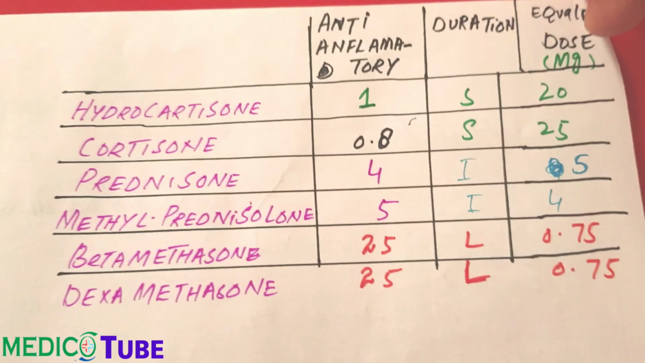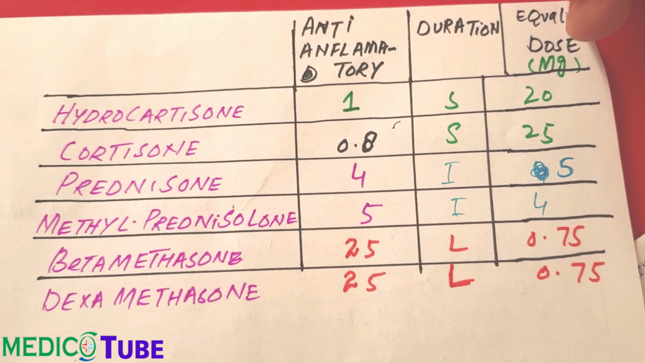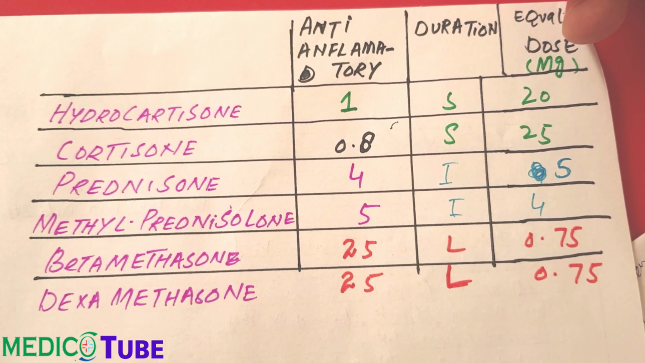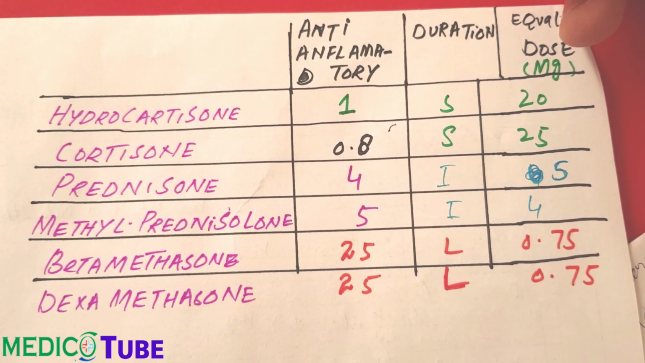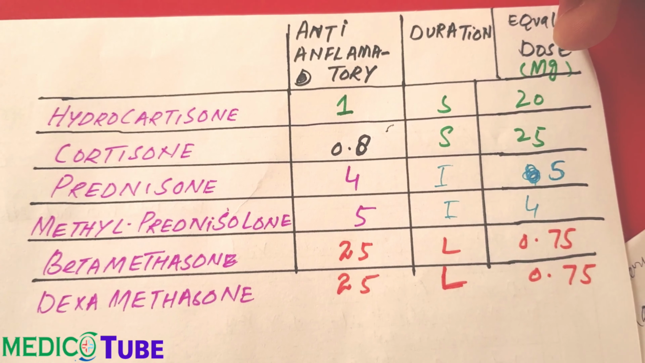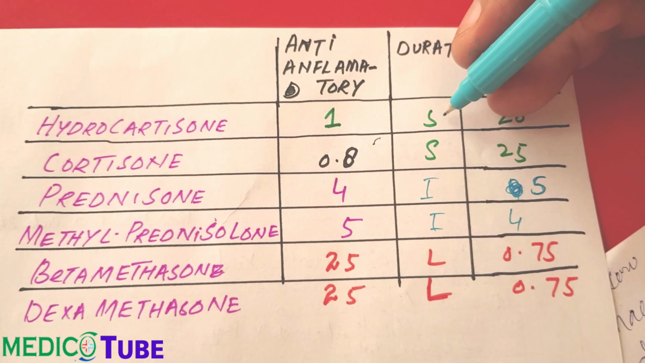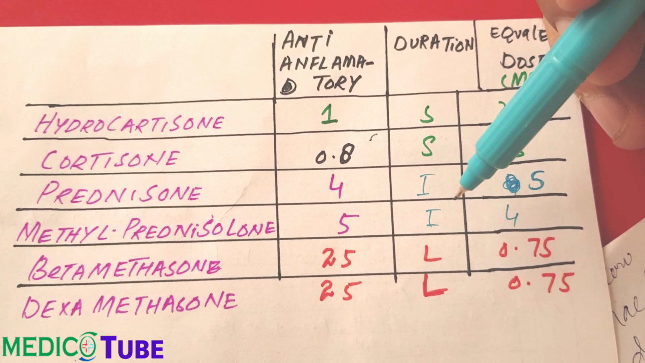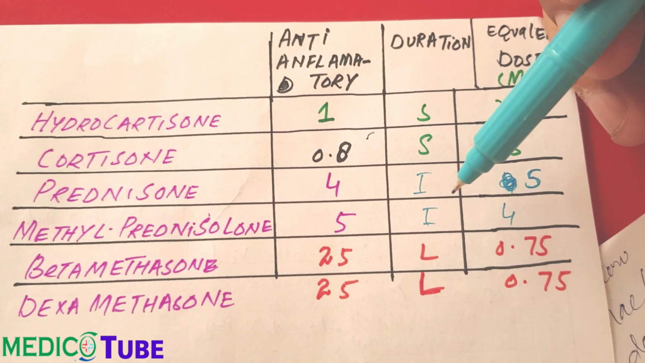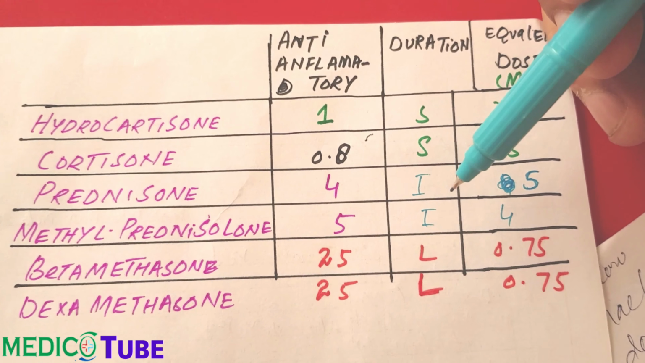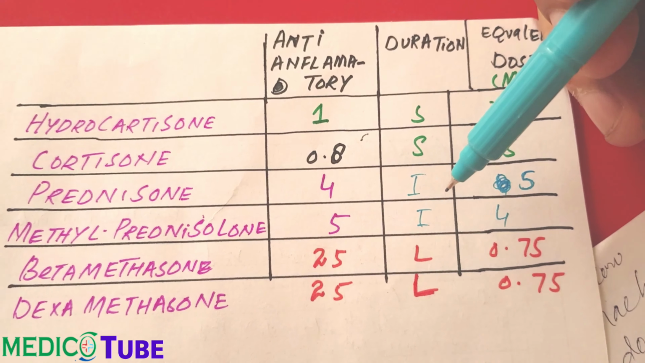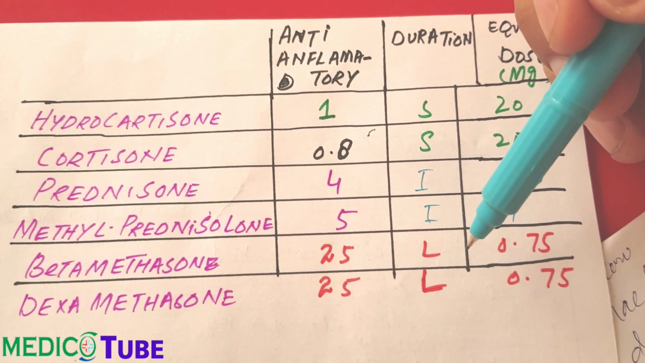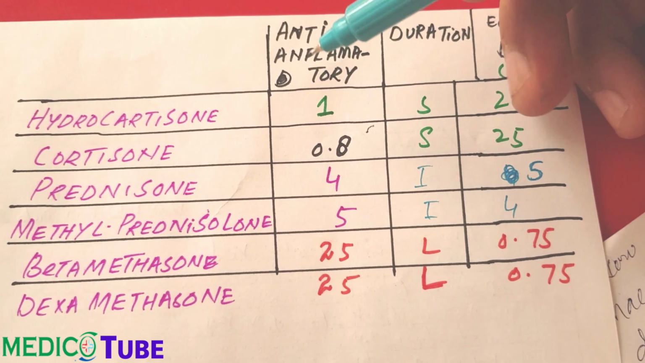Before we continue, I wanted you people to look at the different types of steroids. The steroids are basically divided into three groups: the short acting, the intermediate acting, and the long acting. The short acting has a very short duration of action and is least potent. The intermediate has a little more duration of action and is a little more potent. And the last one is the long acting, with very strong potent drugs.